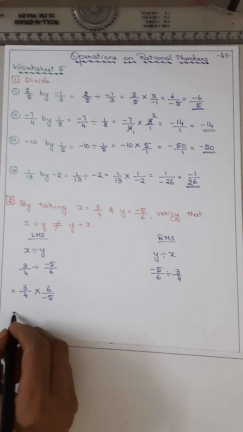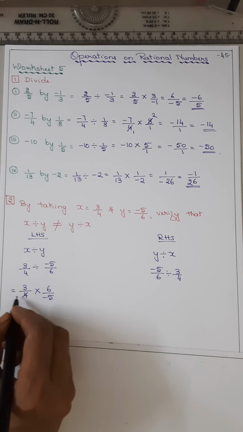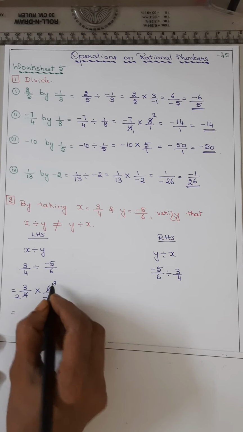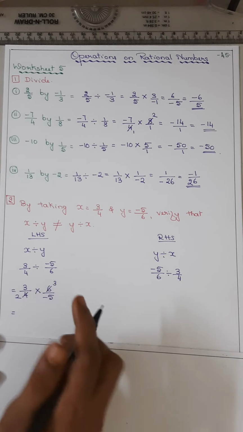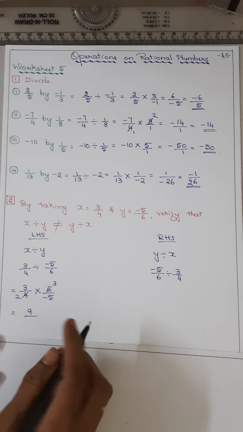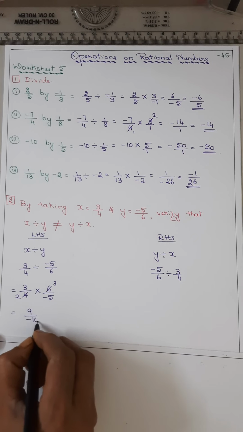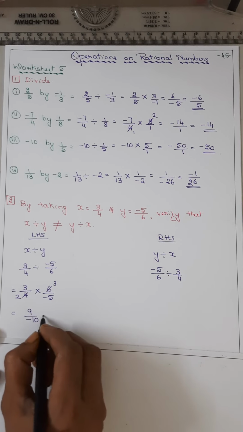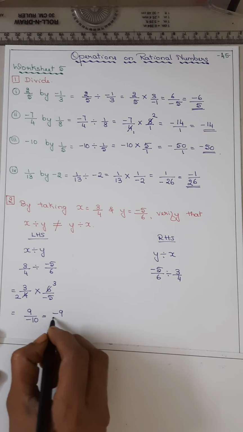So it became, cutting 2, 2 3s are 6. Now 3 3s are 9. Denominator plus minus minus, 5 2s are 10. That means minus 9 by 10.